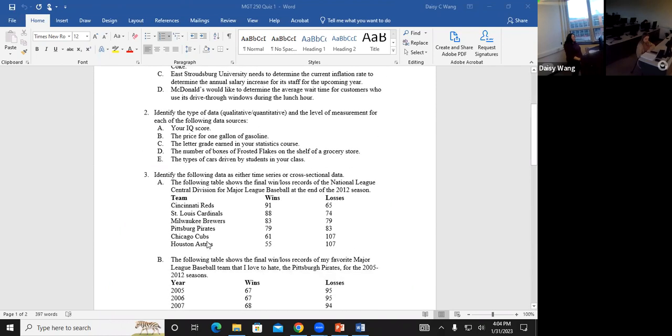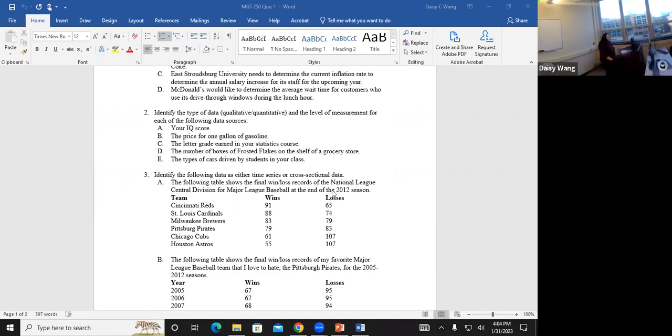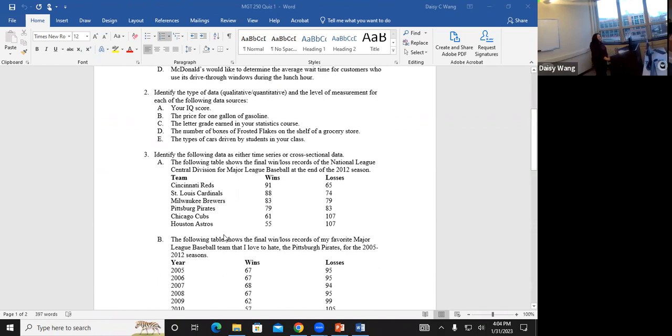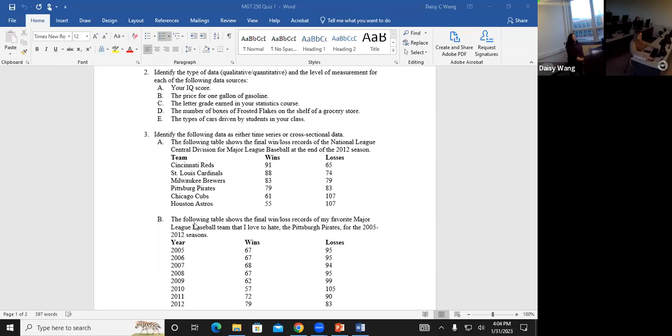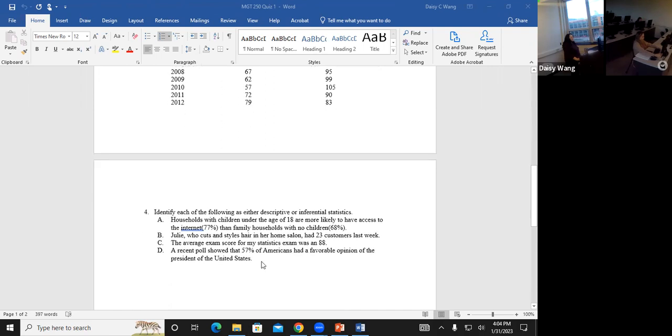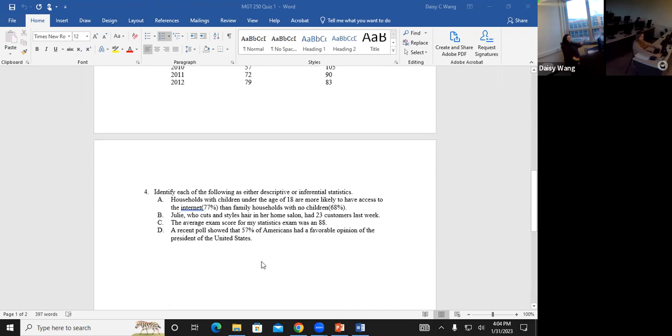So the 3A, everybody got this right. So this one, you can see they have the same year. So this is cross-sectional data. And then this one, it's the same team but different years. So this is time series data.